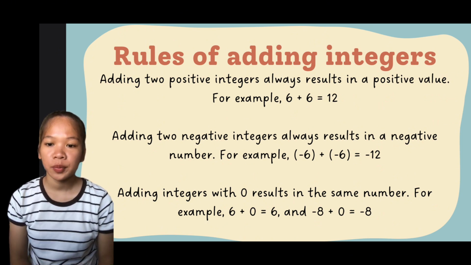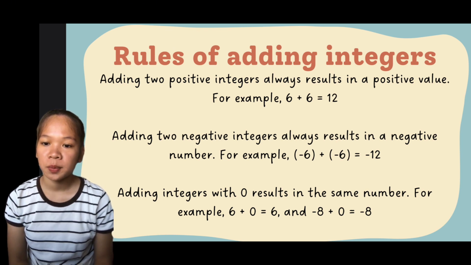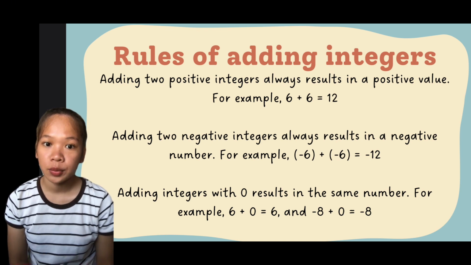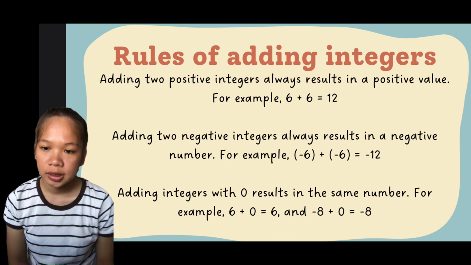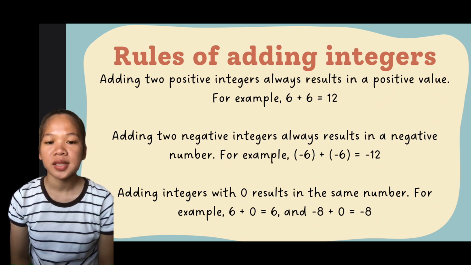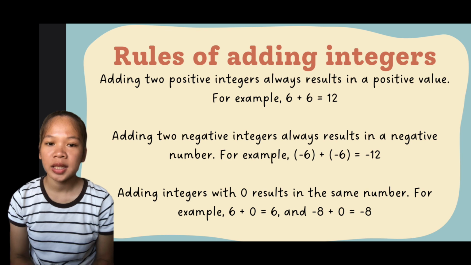So, for example, makikita nyo sa ating PowerPoint presentation dyan sa baba, there's an example sa rule number 1 na positive 6 plus positive 6 is equals to positive 12 because pareha sila ng sign which is positive. That's why yung sign na rin ng kanyang sum ay positive.